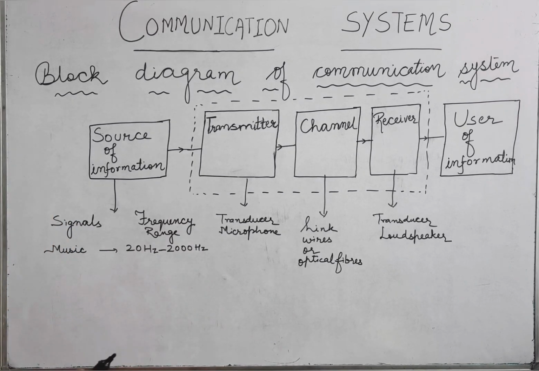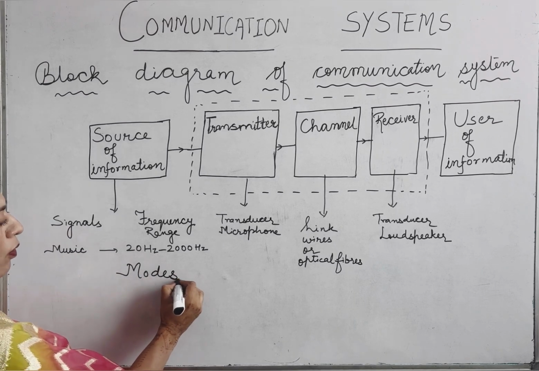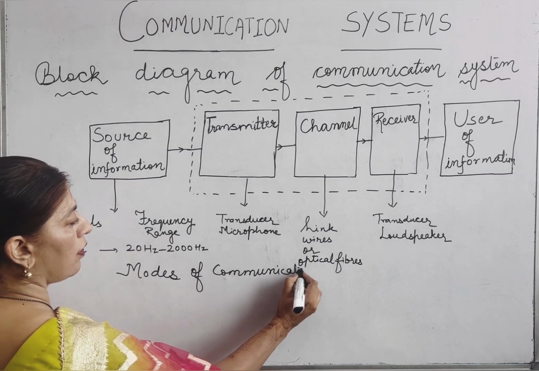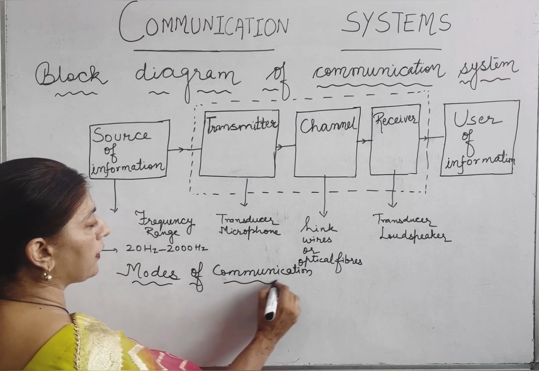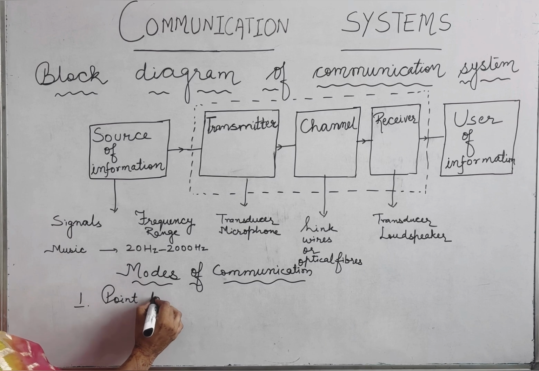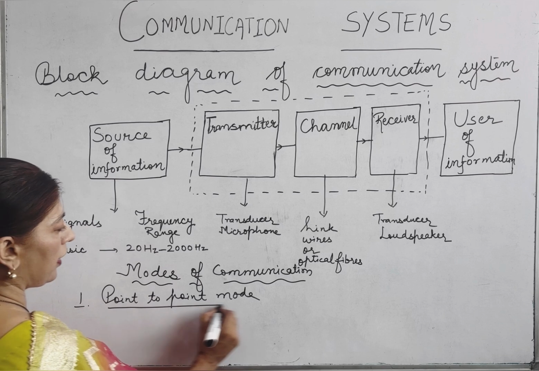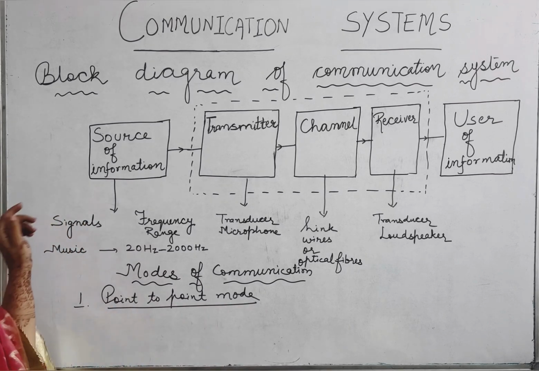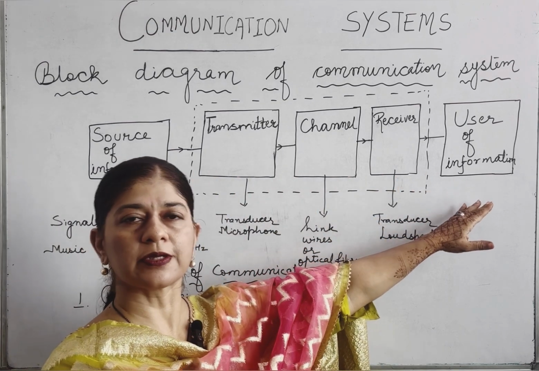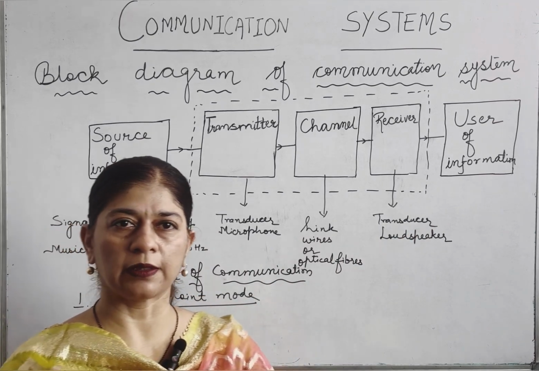Now, the communication is of two types. It acts in the two modes. So next is the modes of communication. Among that, the one is point to point communication. In this point to point communication, there is a single transmitter and the user or the receiver, that is also a one only. So this is how what happens in our telephone.